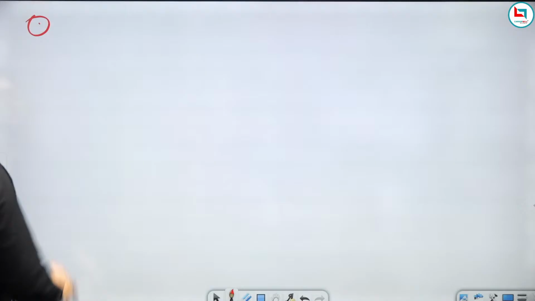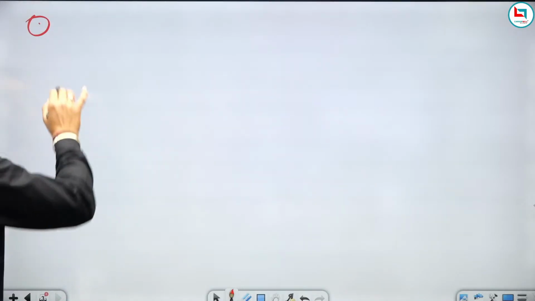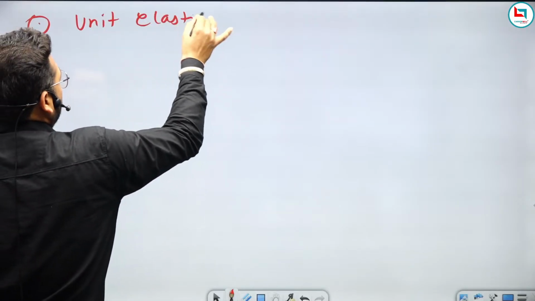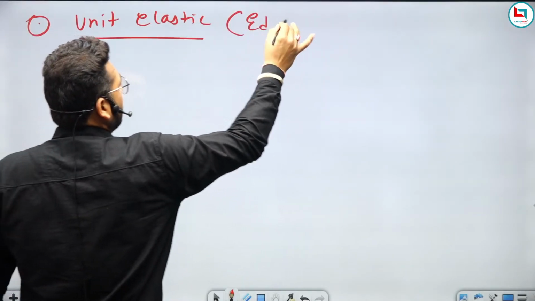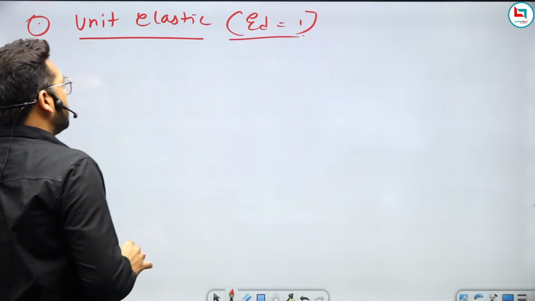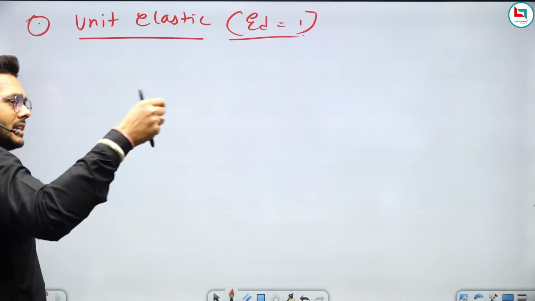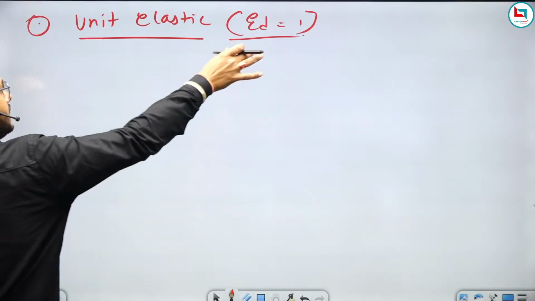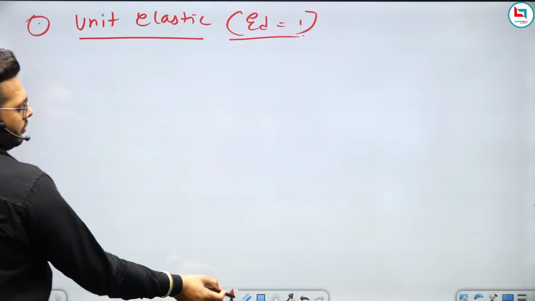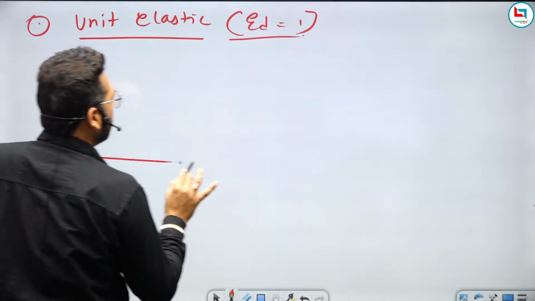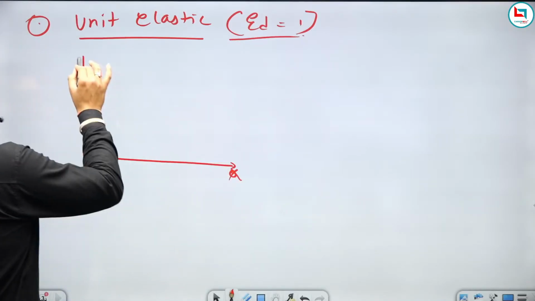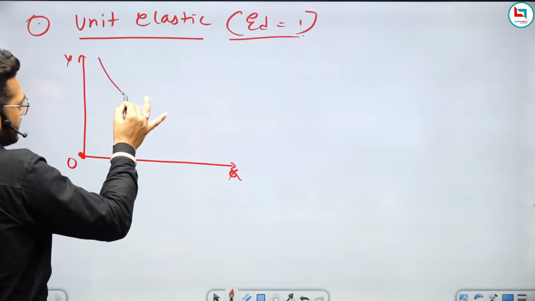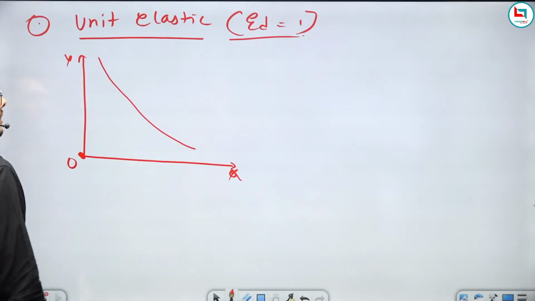Now we need to understand majorly three types. First is unit elastic. It means when ED is 1. So the percentage change in price is exactly equal to the percentage change in demand. Now what is the curve of this? x-axis, y-axis, origin. So the curve will be like this, right?